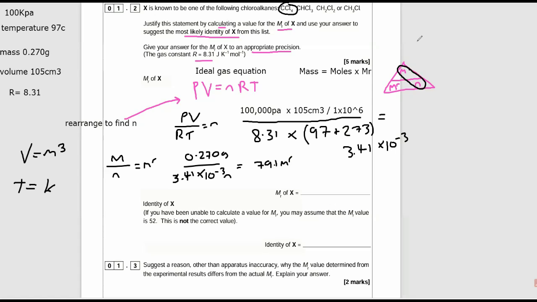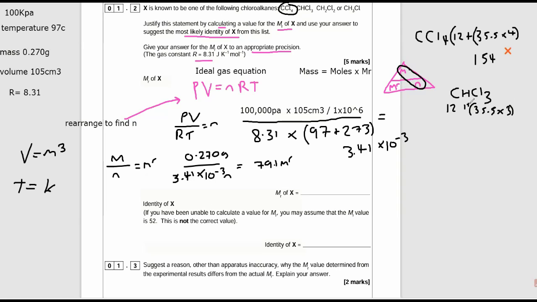Now you'd need to look up in the periodic table. No, you wouldn't. You would need to calculate the mass of these 4 compounds we've been told it could be one of. Which one is closest to 79.1? When I said look up in the periodic table, you'd need to do that to find the mass numbers of all of these. So the first one is 12 for the carbon plus 4 times 35.5 for the 4 chlorines. That comes to about 154. I might have got this wrong. Check it out in your calculator, but it's way off our 79.1 that we calculated. So that's not going to be the identity of X. The second one is CHCl3.